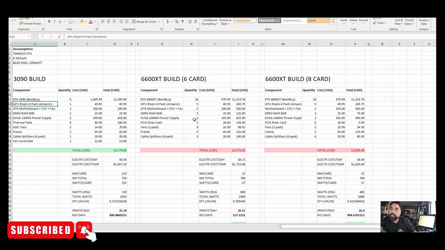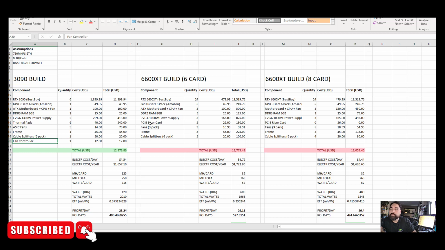We're going to require more GPU risers, more motherboards, CPUs and fans, RAM, and power supplies for the 6600 equivalents than just this one. So we've gone through and we added the quantity of all the items here, which includes generally risers, motherboards, RAM, 1300 watt power supplies, two of them for the 3090, just to power those extra powerful GPUs, six packs of thermal pads, ASIC fans. I put that there because you need more airflow, higher flowing fans, one frame, cable splitters, six packs, and a fan controller to fan control them as well.